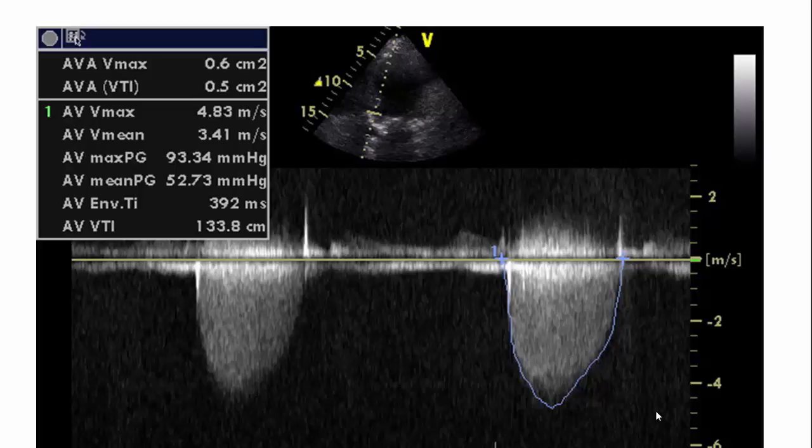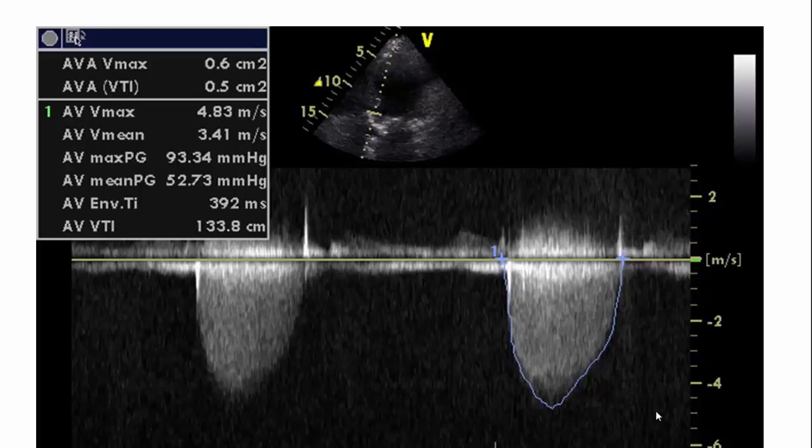And here is an example of an ultrasound where we have put a continuous Doppler across the aortic valve to look at the pressure gradient from the left ventricle to the aorta. We measure the velocity of blood flow, and from there we extrapolate the gradient in terms of millimeters of mercury. And as you can see, in this tracing we have 93.34 millimeters of mercury. So that is suggesting significant or critical aortic stenosis.